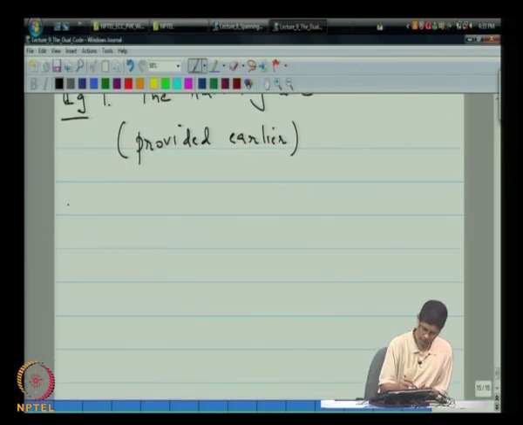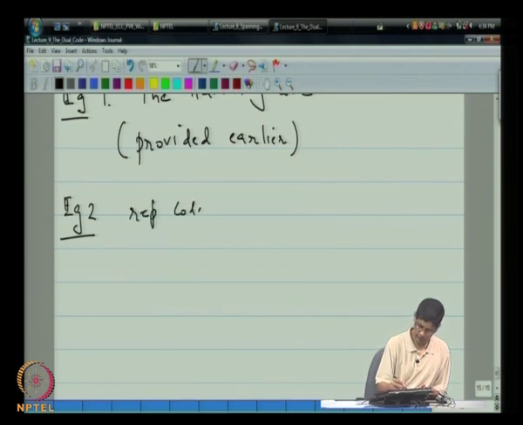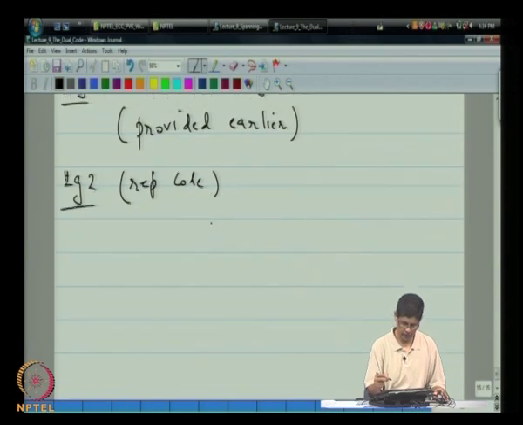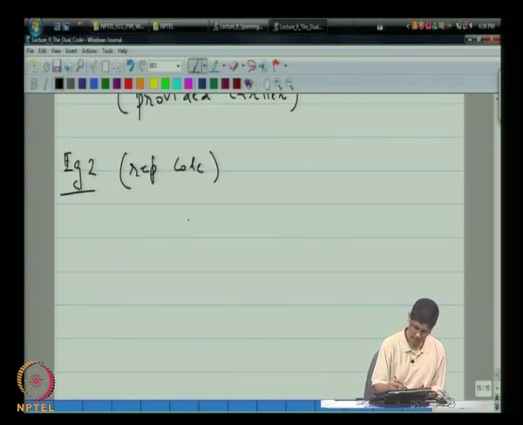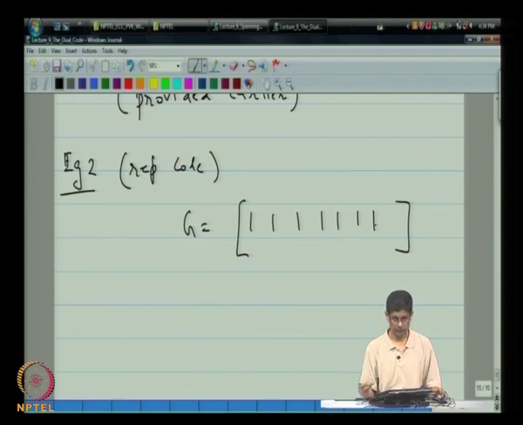Example 2, for the repetition code, it is not hard to see that the generator matrix is very simply a row of all ones.